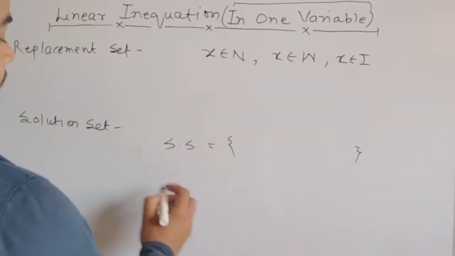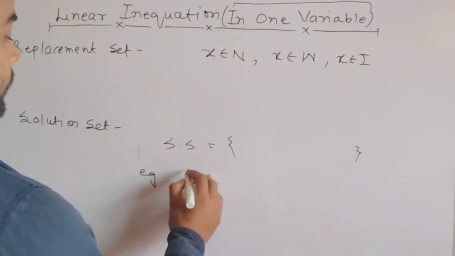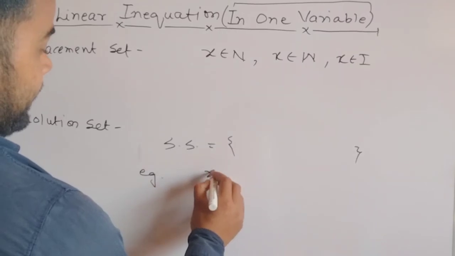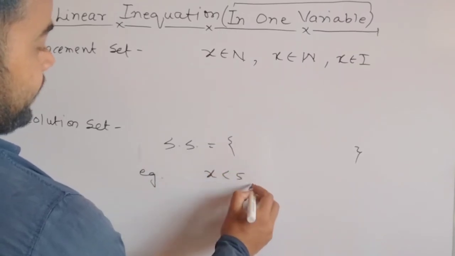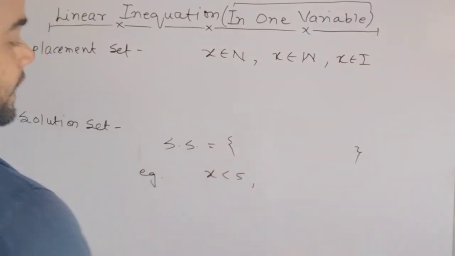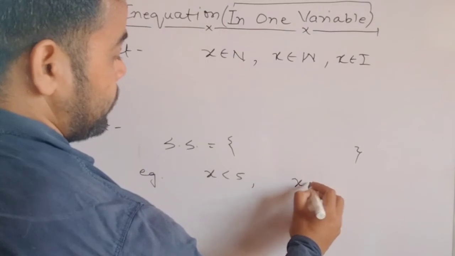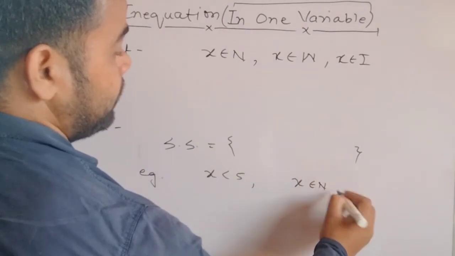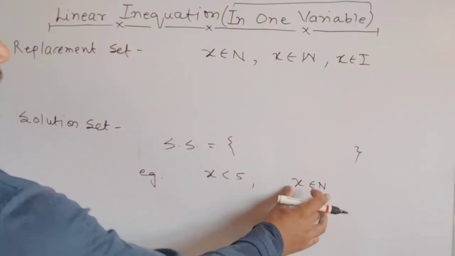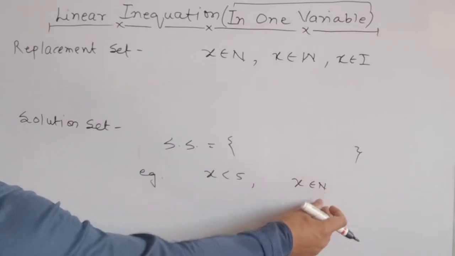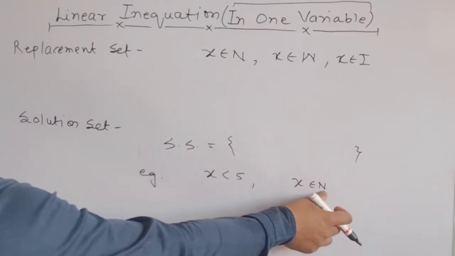For example, if we take x less than 5. x less than 5. If x belongs to natural numbers, this means we are taking values of x from the natural numbers, so the natural numbers are the replacement set.